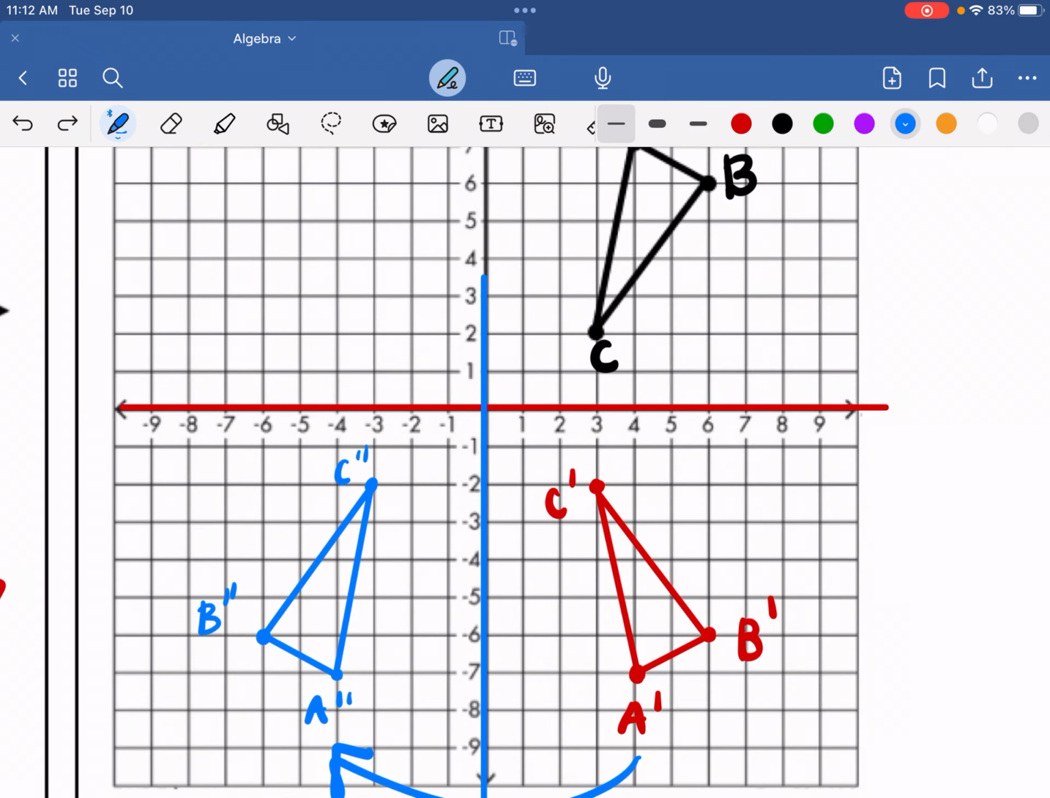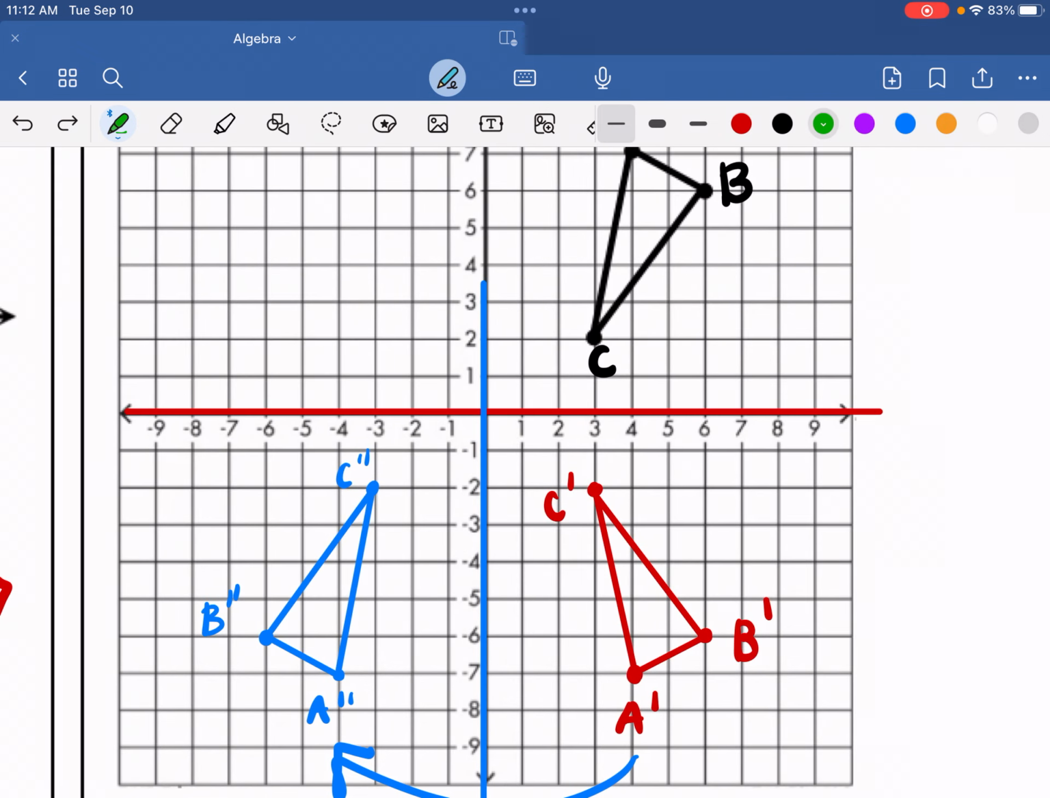The most important part here to understand is that they are the same distance to the line of reflection. C was 2, now it's 2 below. C was 3 to the left, now it's 3 to the left of the line, right? They're the same distance to the lines of reflection because they should be equal. They should be even.